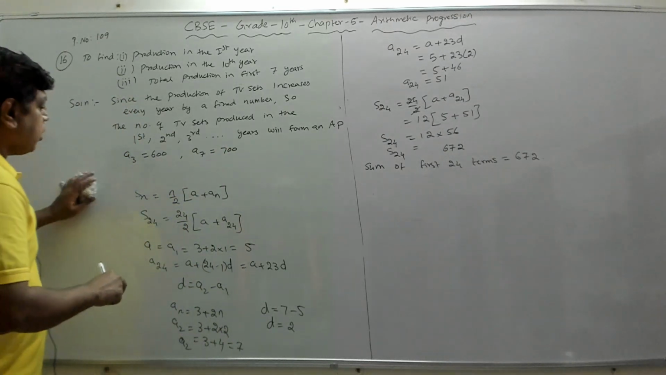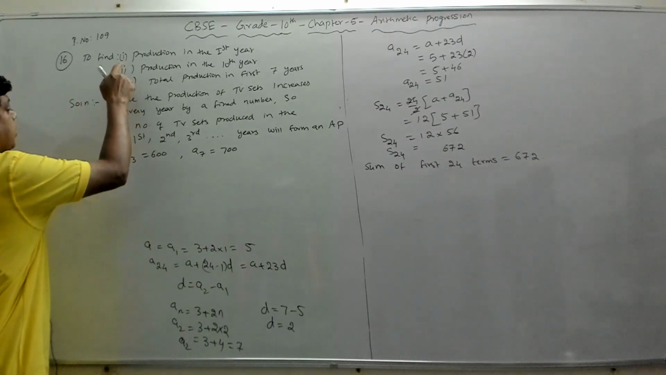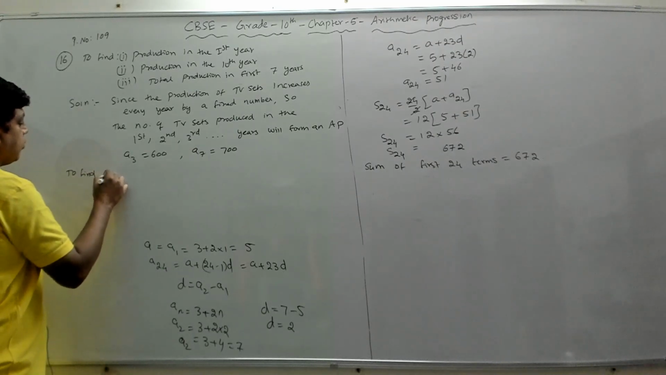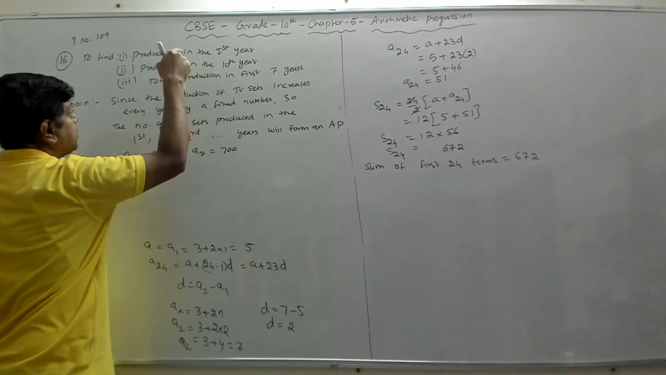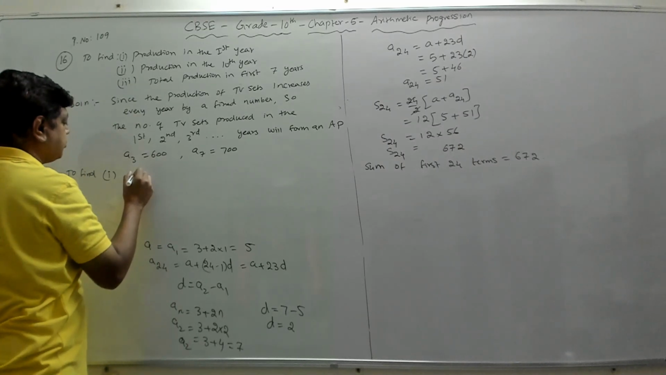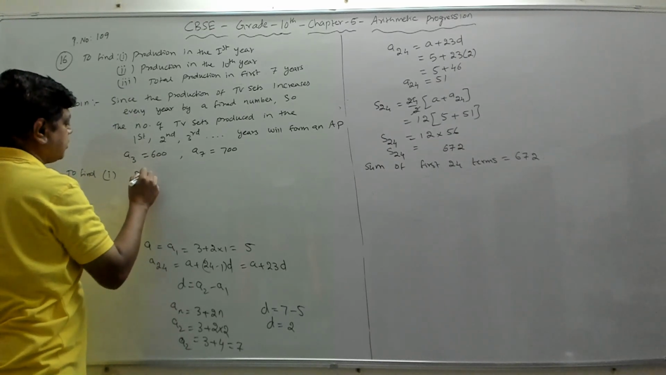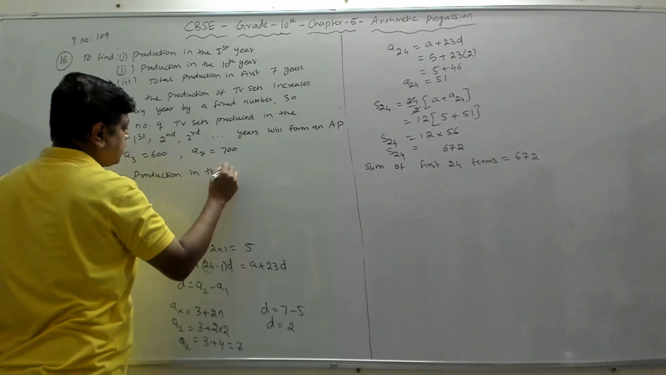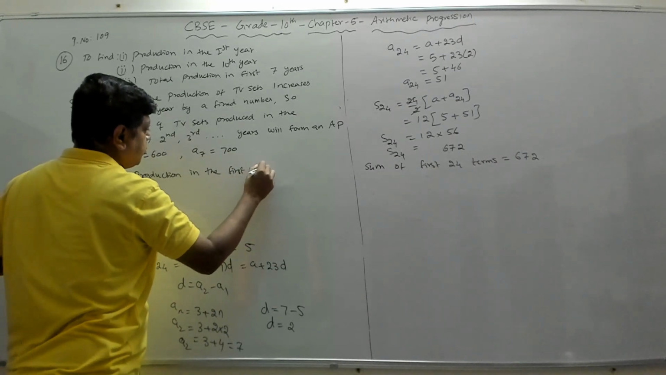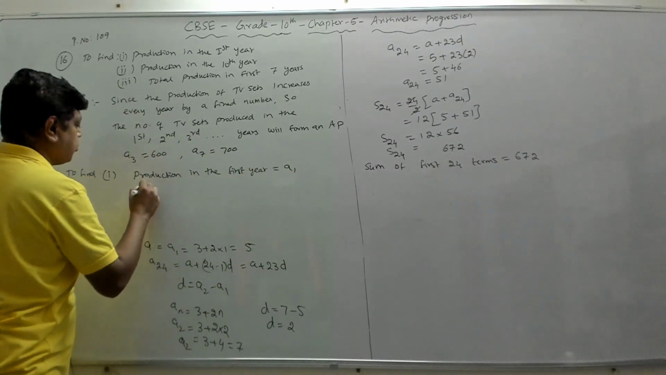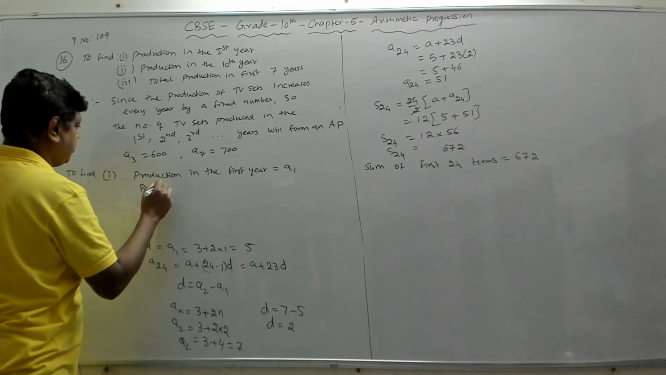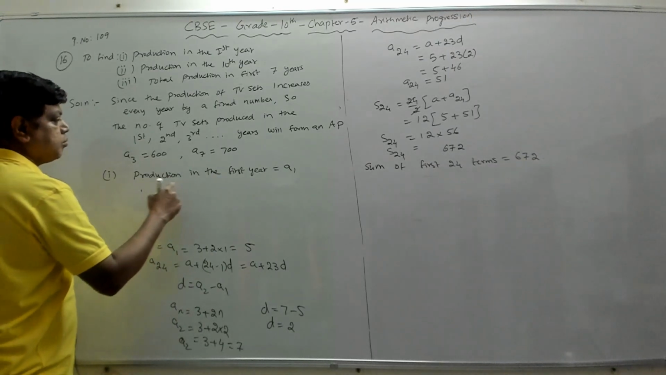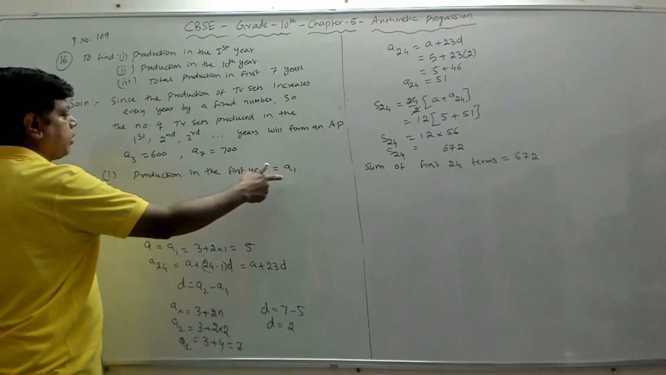Now, what do we have to find here? To find is the production in the first year. Production in the first year means we should find A1. So first one is production in the first year, which means A1. Production in the first year means A1 we have to find. So how do we find A1?